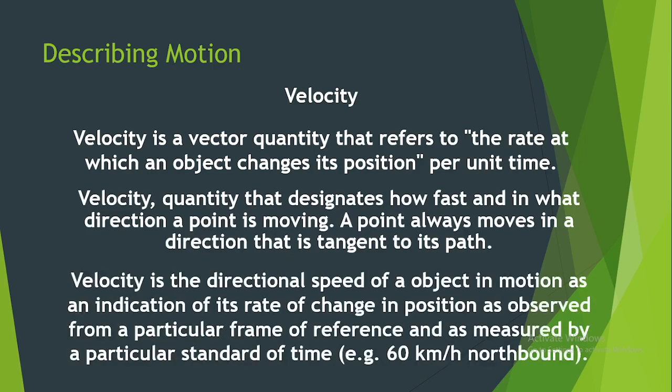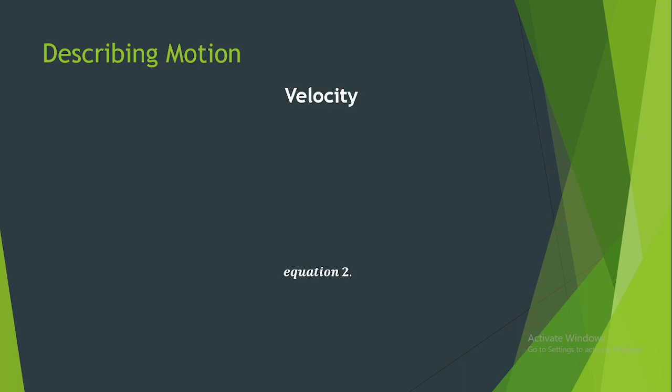Velocity is the directional speed of an object in motion as an indication of its rate of change in position, as observed from a particular frame of reference and as measured by a particular standard of time, e.g. 60 km per hour northbound. The symbol used in place of velocity is lowercase v.